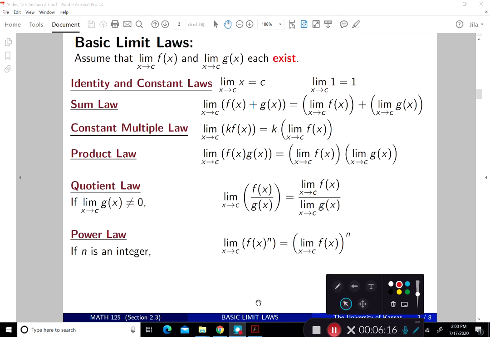Next is the power law. What is the power law? If n is an integer, the limit of f of x to the power n as x approaches c is equal to the limit of f of x as x approaches c, to the power n. That is, the exponent n comes out of the limit and becomes the exponent outside.